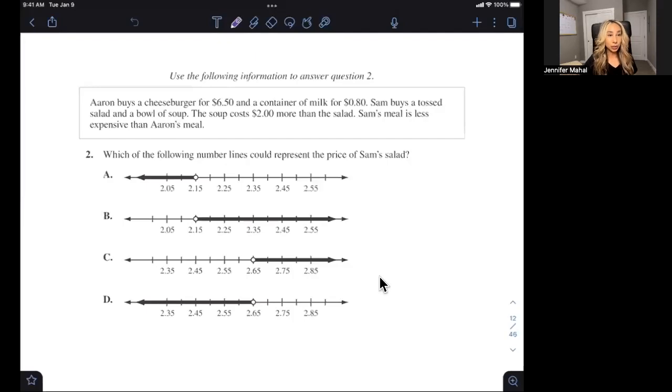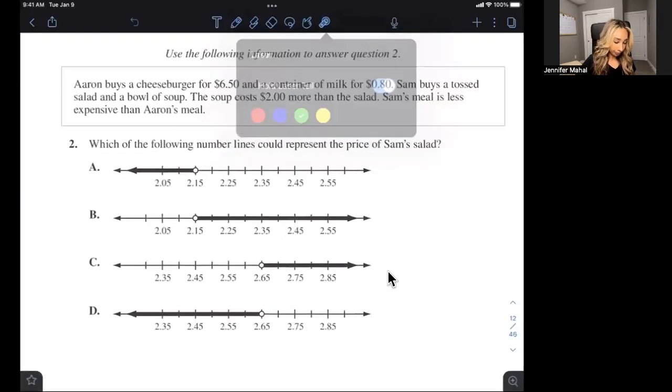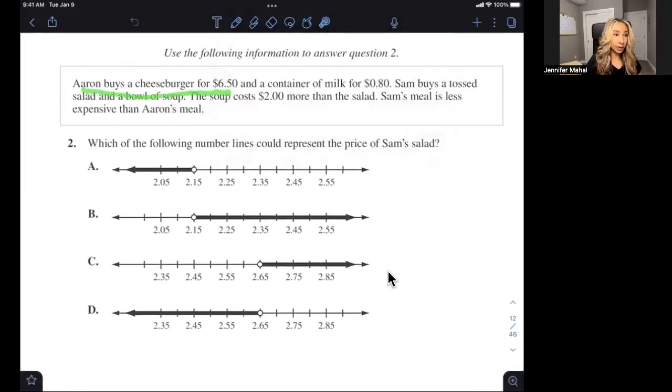Okay, so this one is a little tricky because it's building back on linear equations, but let me read it out loud. Aaron buys a cheeseburger for $6.50 and a container of milk for 80 cents. Sam buys a tossed salad and a bowl of soup. The soup costs $2 more than the salad. So I'm actually going to highlight that word here, the more. And of course, we've got our money amounts there that I'm going to keep track of. Sam's meal is less expensive than Aaron's. So that's important because that means whatever Sam pays, it's going to be less.